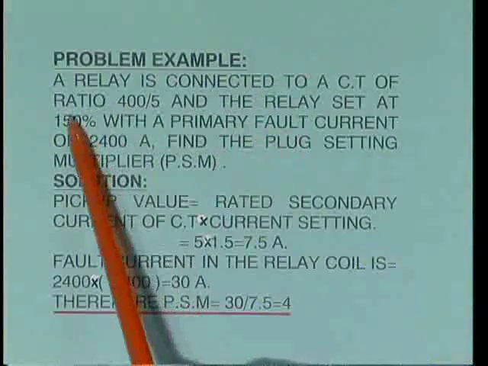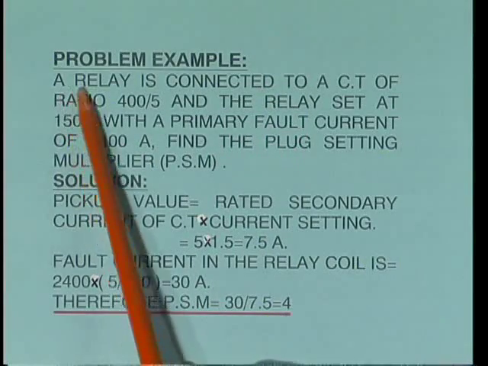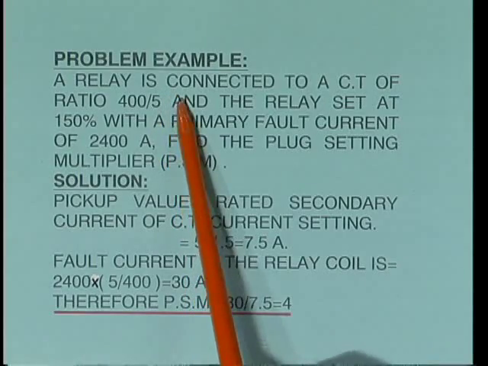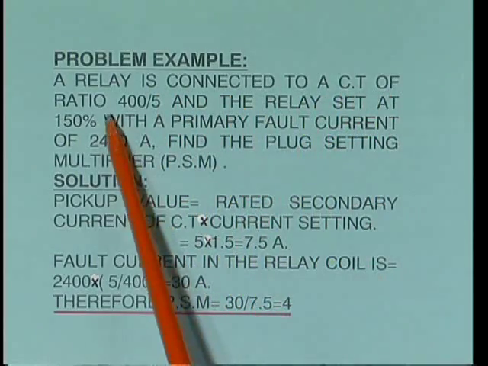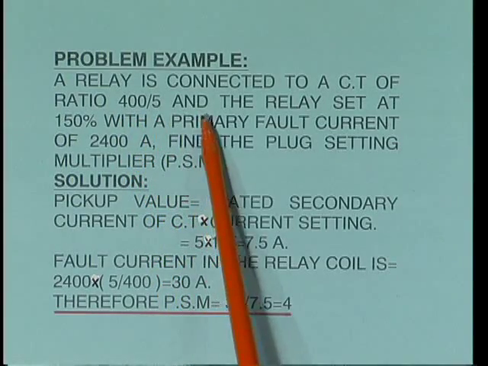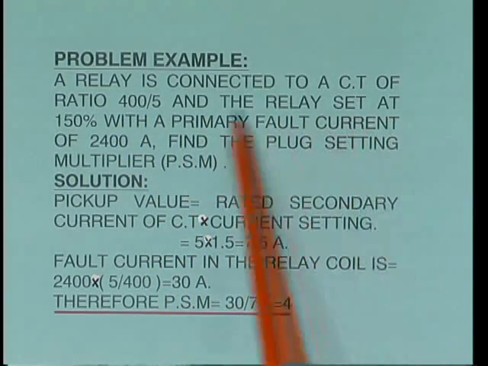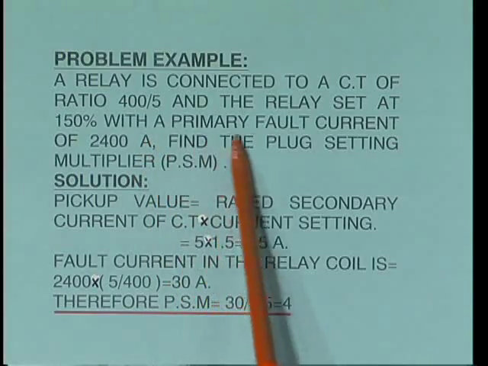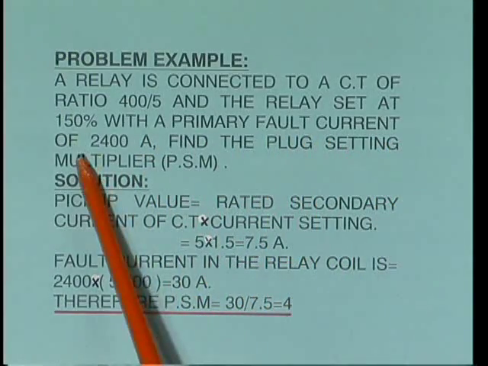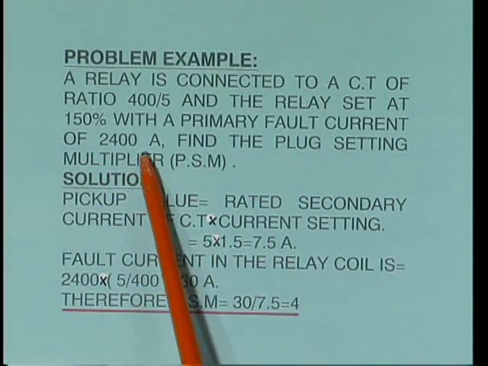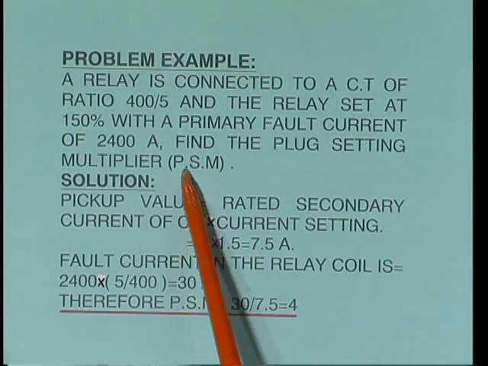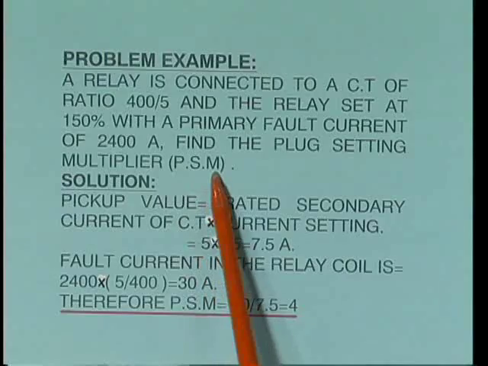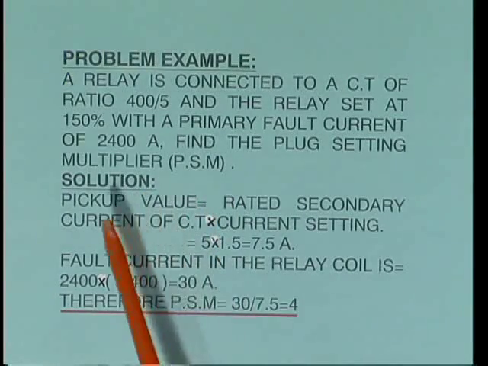For this also there is one problem for you. A relay is connected to a CT of ratio 400/5, and the relay is set at 150% with a primary fault current of 2400 amperes. Find the plug setting multiplier, that is, the PSM. We find the PSM like this. The solution is like this.